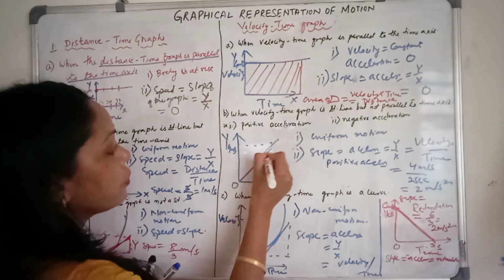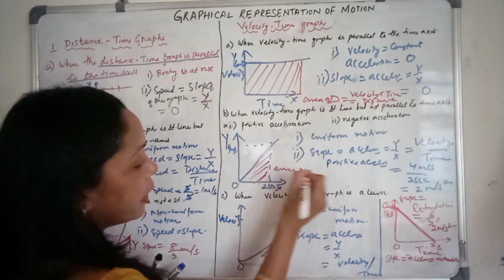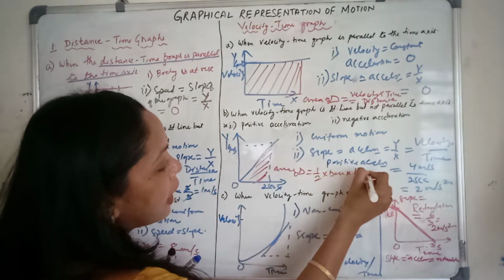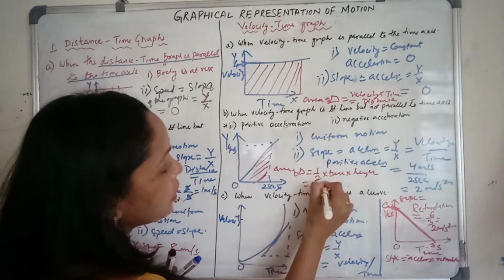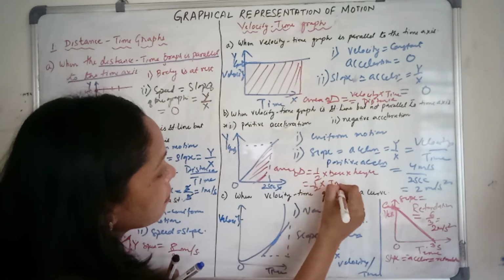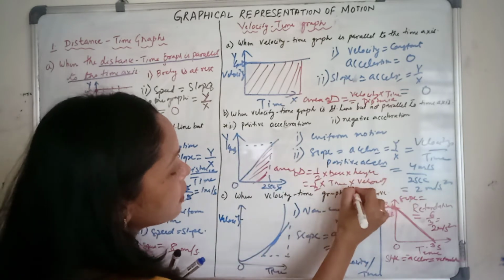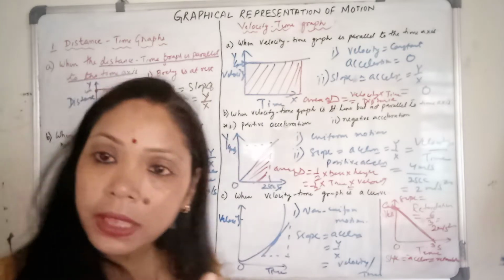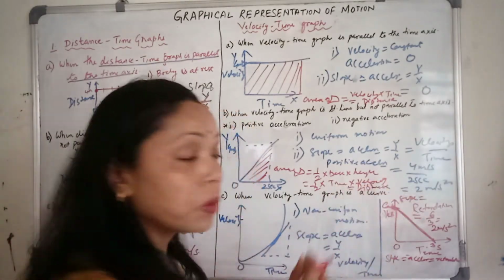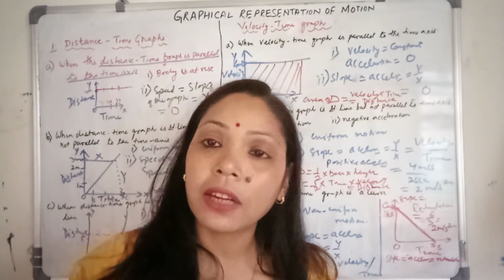Similarly here also, if you find the area of this triangle. What is the area of a triangle? Area of triangle is half into base into height. Base is here time and height will be velocity. So if you solve this, it will give you distance. So if you find the area covered by the velocity time graph, that gives you the distance.